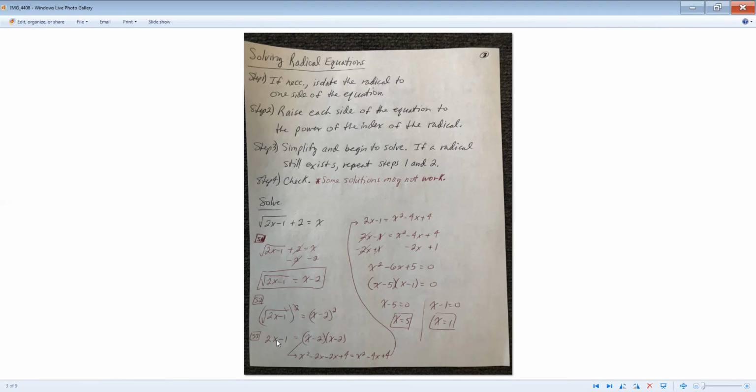The square and the square root cancel on the left, leaving us with 2x minus 1. On the right, we have x minus 2 squared, so we will expand that and do our binomial distribution, which will leave us with x squared minus 4x plus 4. From there, we want to set one side equal to 0, subtracting 2x and adding 1 to both sides. That will simplify to x squared minus 6x plus 5 equal to 0. Now we can factor this, and that will be x minus 5 times x minus 1 equals 0. Solving, that will be x equal to 5 and x equal to 1 as our solutions.